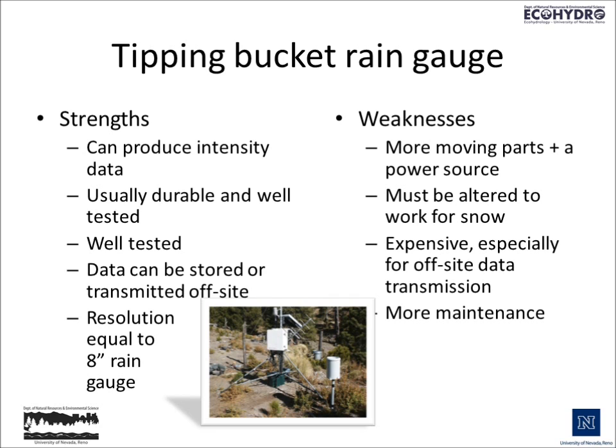The weaknesses include more moving parts and the need for a power source. It has to be altered to work for snow. As it is, just like an 8-inch rain gauge, without a heated upper catchment surface, it doesn't work well for snow. It's also expensive, especially for off-site data transmission, and requires a substantial amount of maintenance, especially for maintaining things like the pivot points in the tipping bucket.